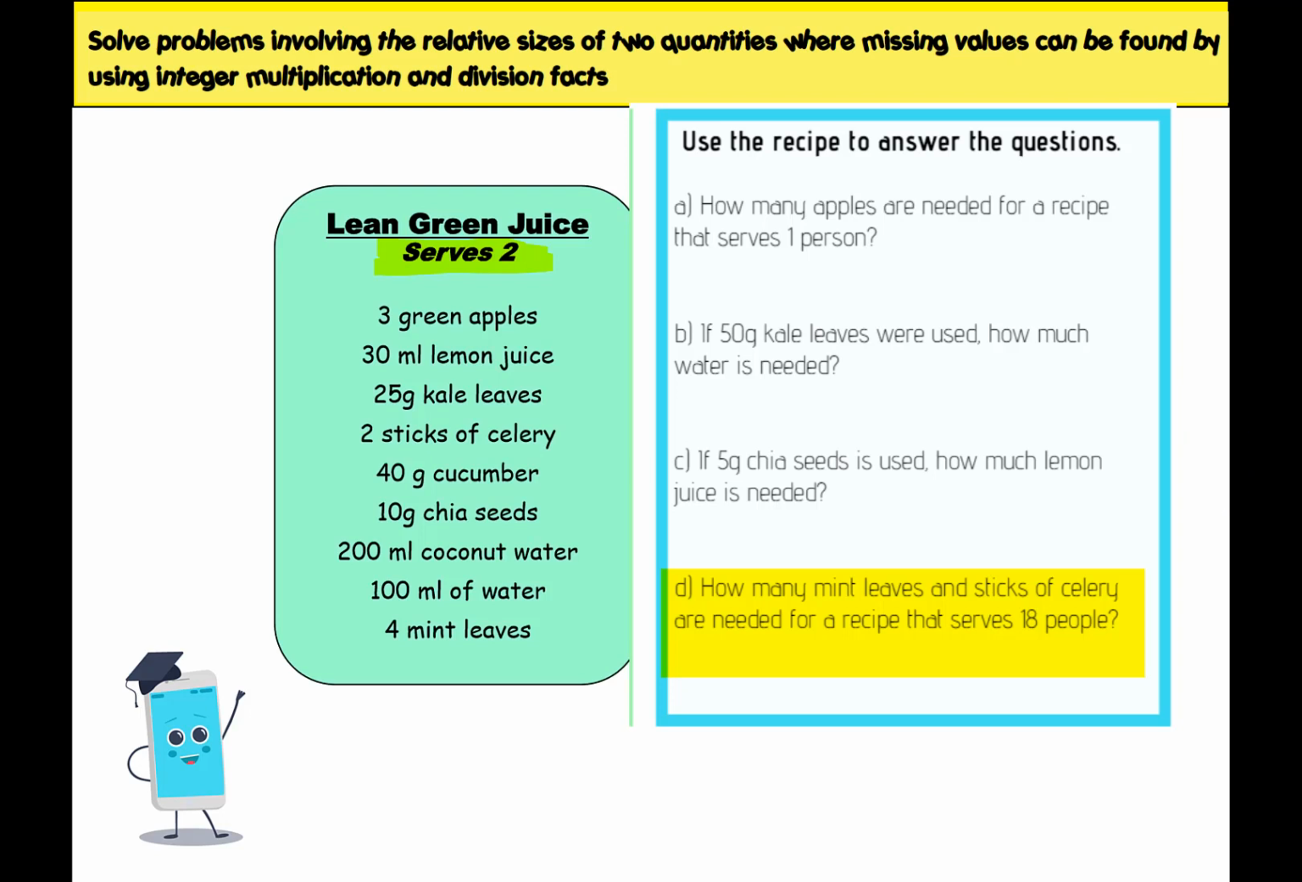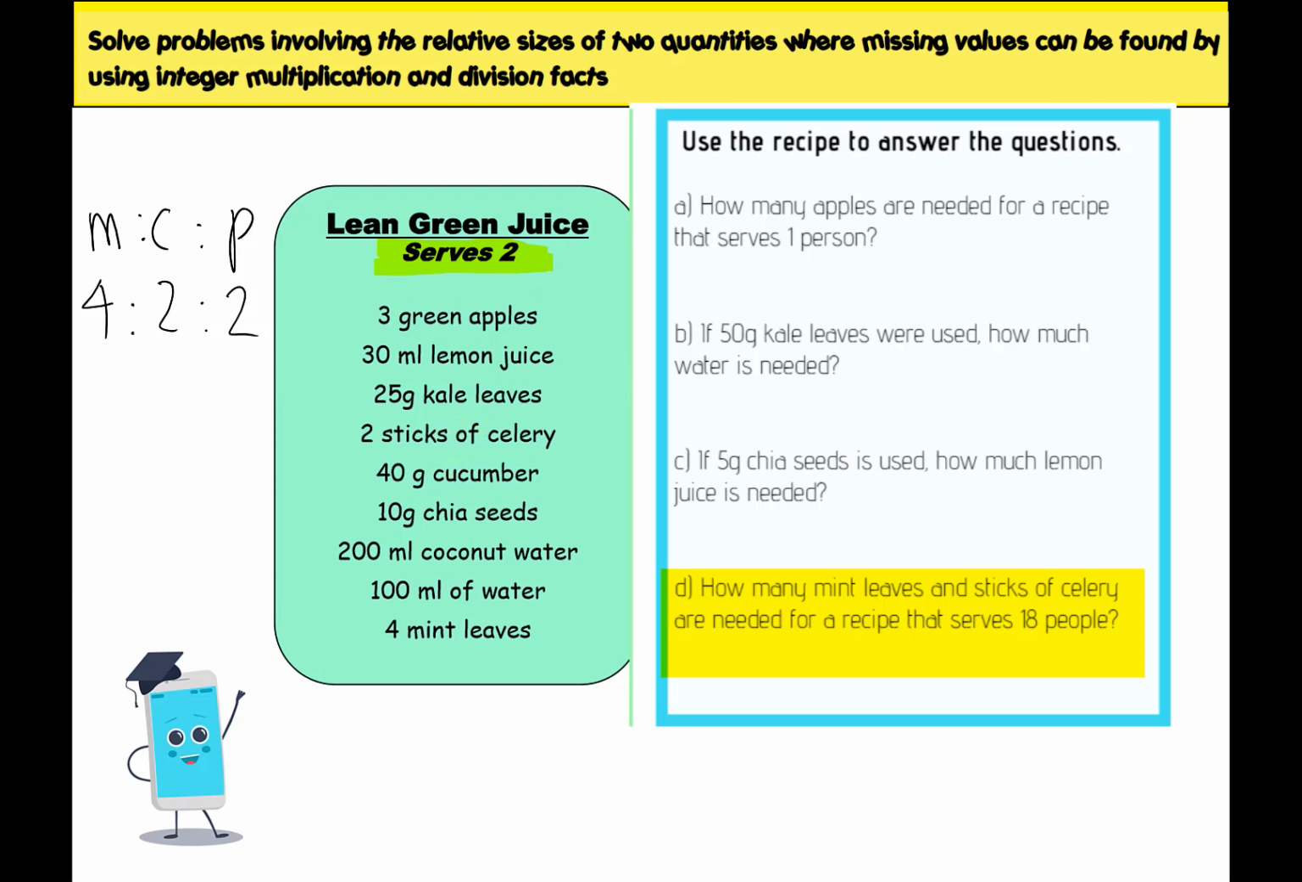Okay, so let's take our bits of information. Mint leaves, sticks of celery, I'm going to put C for celery, and I'm going to put P for people. So in my recipe, I've got 4 mint leaves, 2 sticks of celery, and 2 people. Okay, that's my ratio. If I have 4 mint leaves, I'll have 2 sticks of celery, and that will serve 2 people. That's my ratio from my recipe.